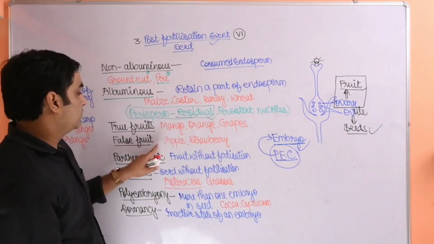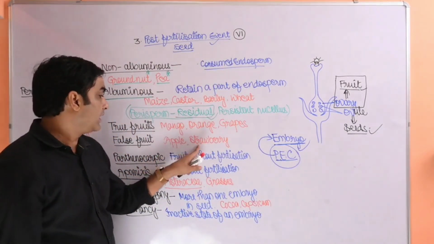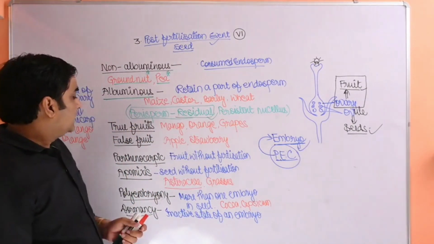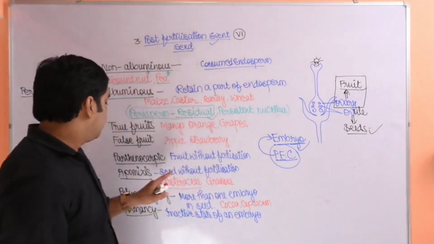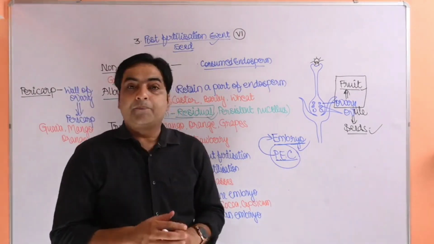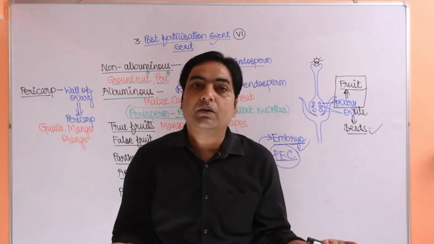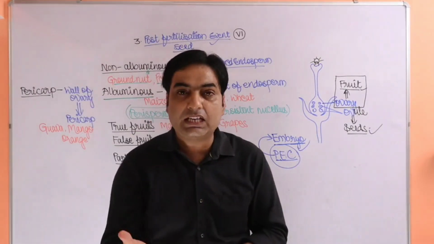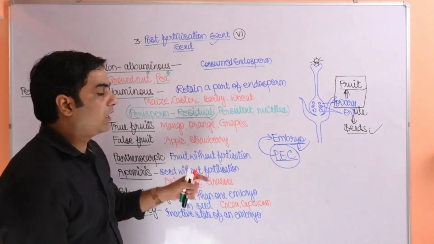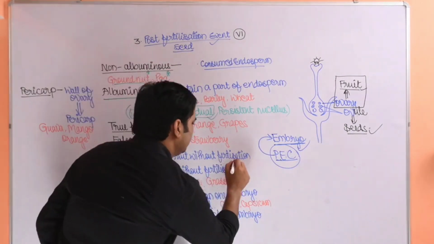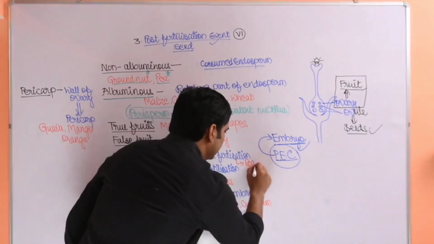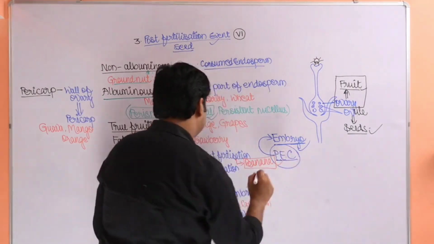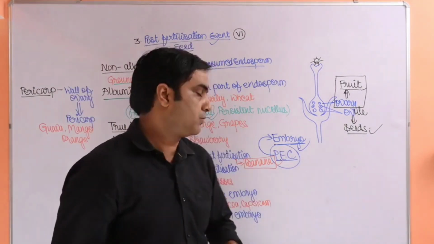So this false fruit will have two great examples, apple and strawberry. Next one is parthenocarpic. Parthenocarpic fruit means the fruit formation without fertilization. The fruit produced without fertilization is called parthenocarpic fruit, and the examples are very, very easy. Banana is one of the most common, most important and best examples of parthenocarpic fruit.